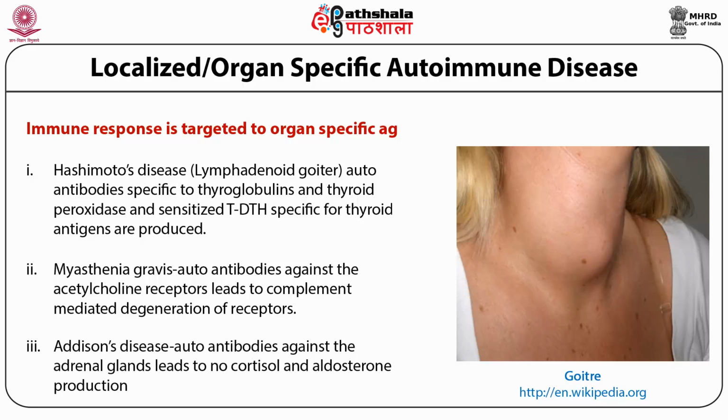Addison's disease. The immune system functions against the adrenal glands. Adrenal glands are responsible for producing cortisol and aldosterone. Cortisol is very important for regulating the body's reaction to stressful situations. Aldosterone helps in regulating sodium and potassium levels in the body. In Addison's disease, the production of these hormones stops.